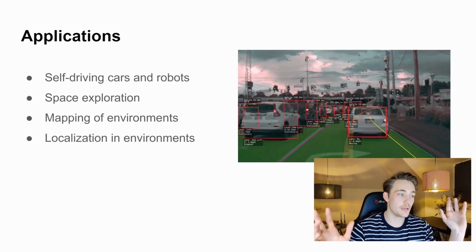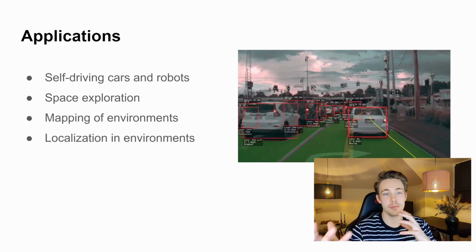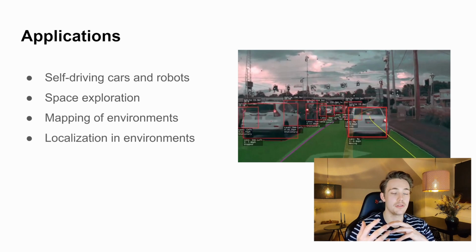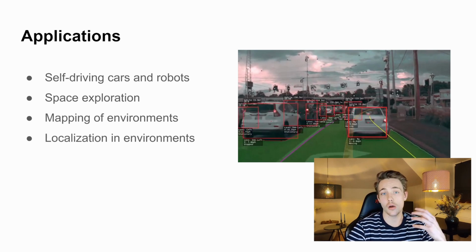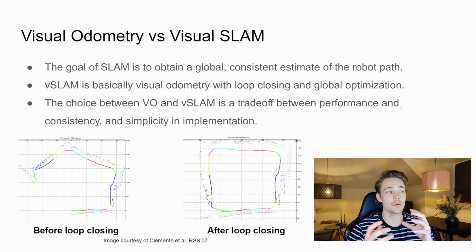It can also be used for space exploration, stuff like that. If we haven't been on Mars, we don't know the environment on Mars, we can just have cameras driving around, use visual odometry to map the environment and also localize what is going on around the robot. So now we're going to talk about the difference between visual odometry and visual SLAM.